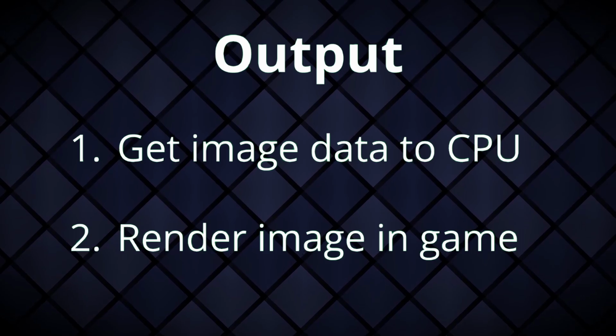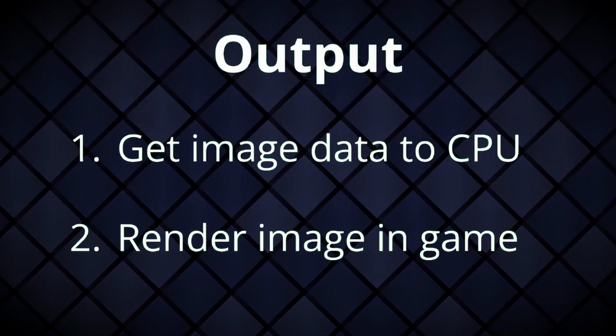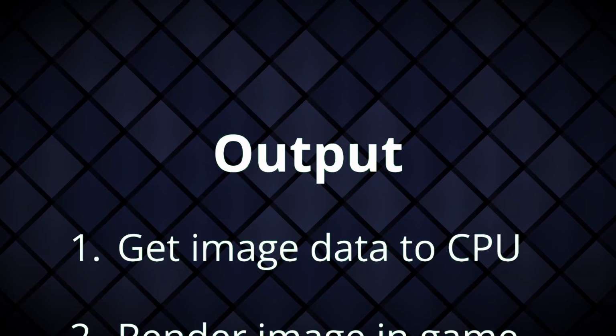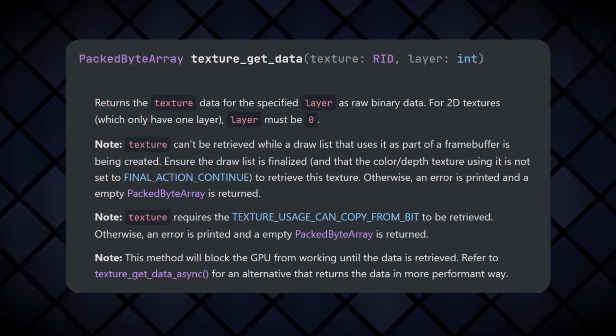Rendering the image out is much faster because all the data is already on the GPU. We just have to pass it to a Sprite2D. I'll go over both methods, starting with the first. You can access the image data by calling texture_get_data and passing in the texture RID.